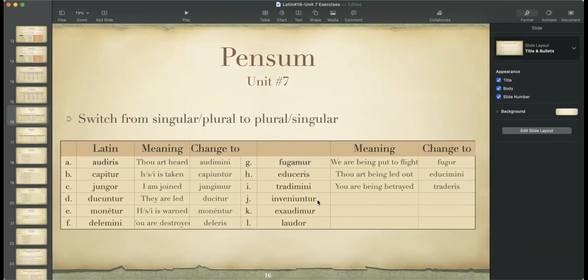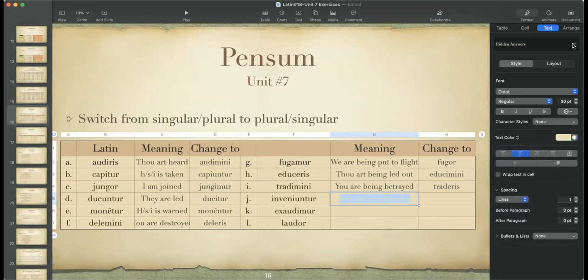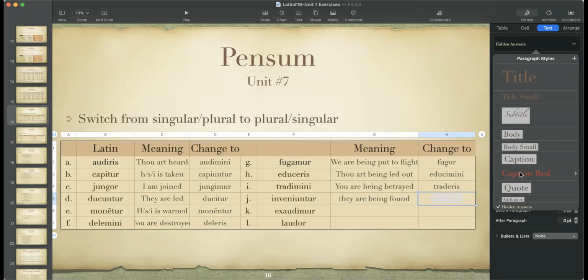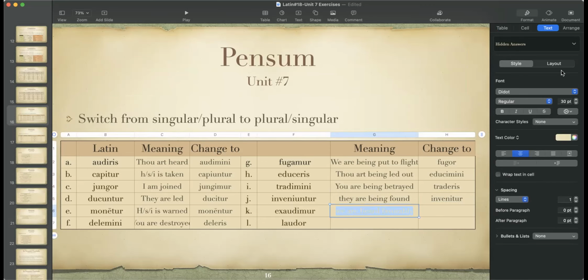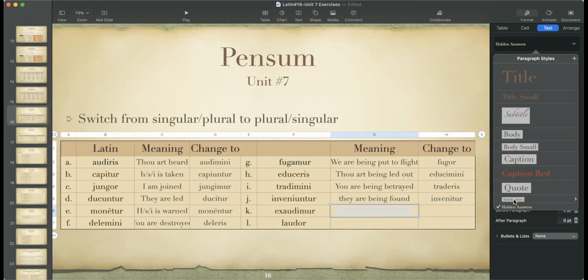Inveniuntur. They are being found. Yes, they are being found. And then the singular, invenitur. Invenitur, yes. Singular, there we go. Exaudimur. Exaudimur. Yes.